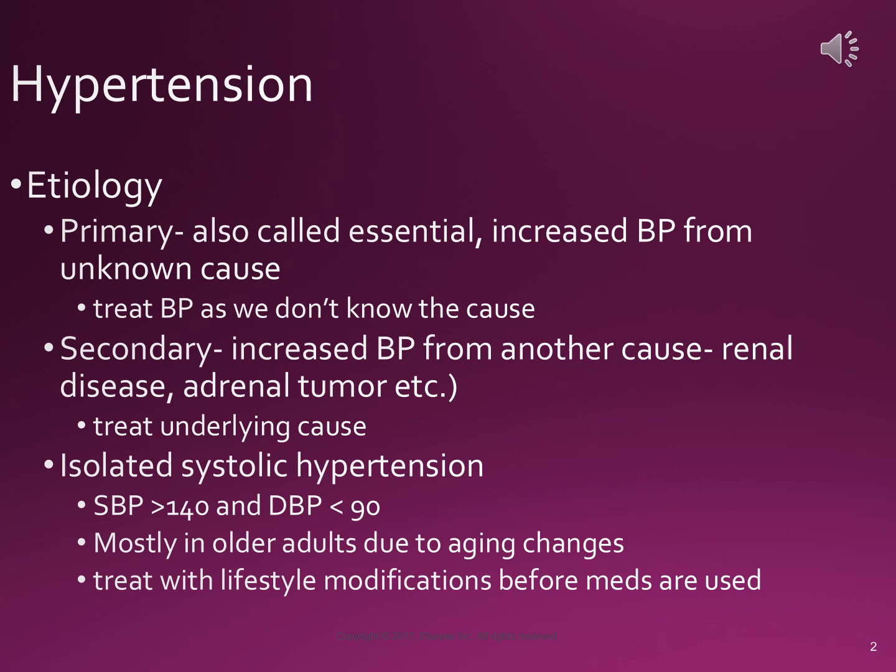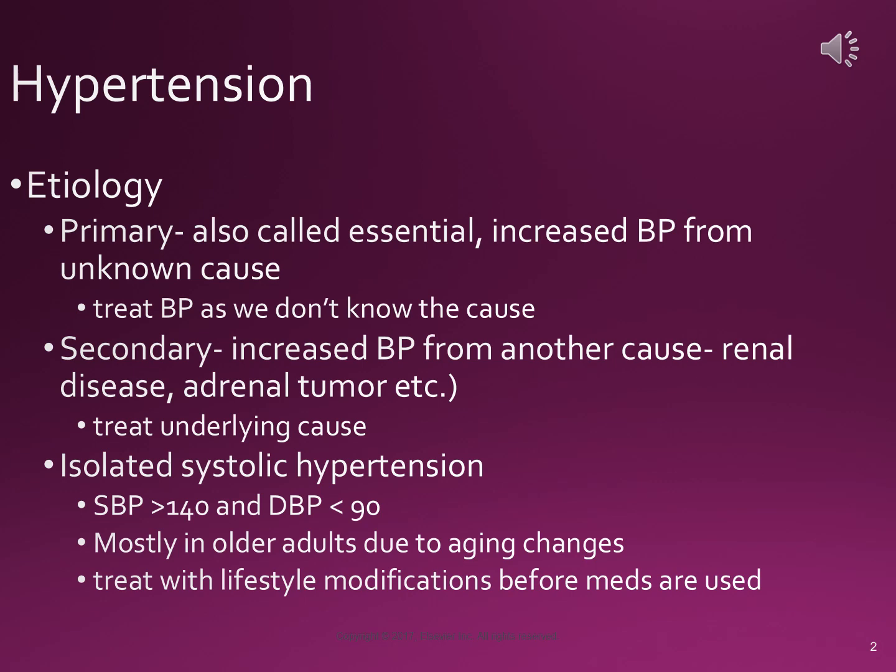One is called primary hypertension. It's also called essential hypertension. It's an increased blood pressure from an unknown cause. Since we don't know what the cause is, we can't treat it, and so we treat the blood pressure. Secondary hypertension is an increased blood pressure from another cause, renal disease, an adrenal tumor, some other reason. So in that case, we can treat the underlying cause, and then hopefully the blood pressure will come down.